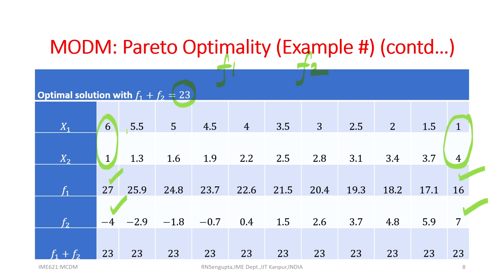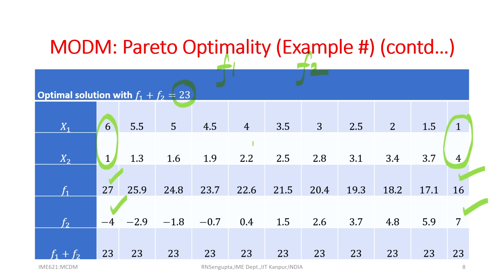And similarly, all the sets of points which are there, and I will just read out a few of them. x1 is 5.5, x2 is 1.3, for which the respective values of f1 and f2 are 25.9 and minus 2.9. When the decision variables are 5 and 1.6, the respective values of f1 and f2 are 24.8 and minus 1.8. Similarly, for 4.5 and 1.9 as the respective values of x1 and x2, the corresponding values of f1 and f2 are 23.7 and minus 0.7.